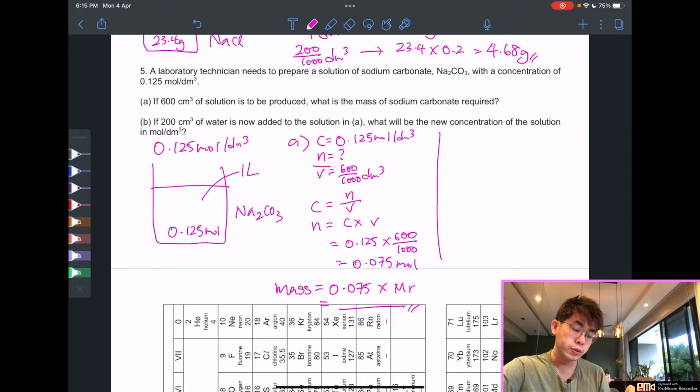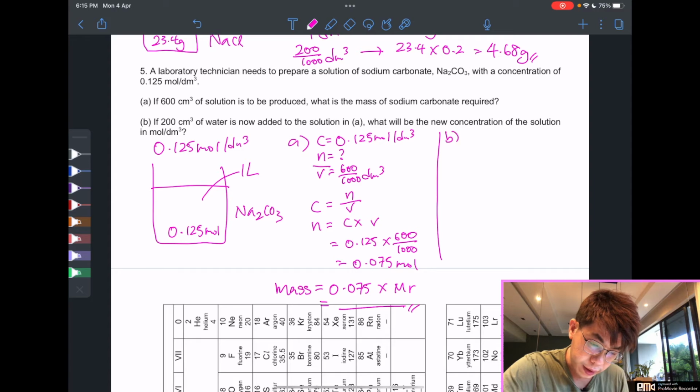Okay, so now if 200 cm cube of water is added to the solution in A, what would be the new concentration? Remember, we originally have 600 cm cube and then I add 200. It's like, for example, your soup. If you add plain water, the concentration will drop. But how do we calculate that? So let's take a look.